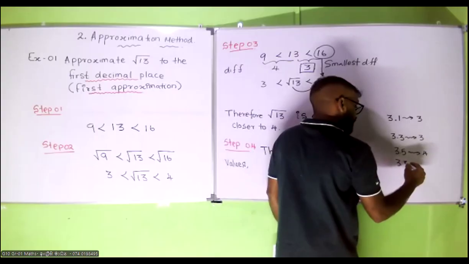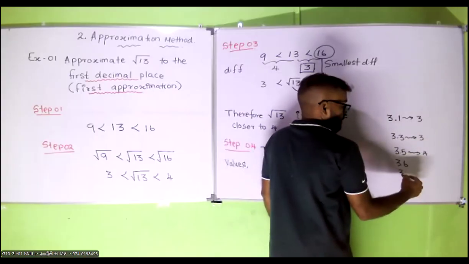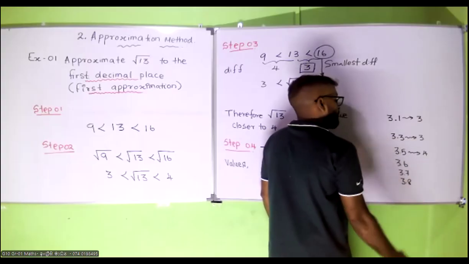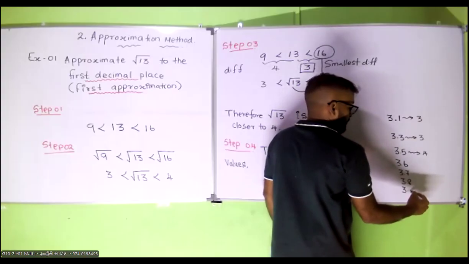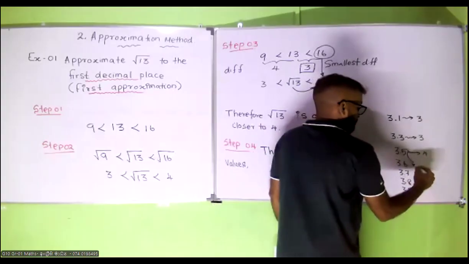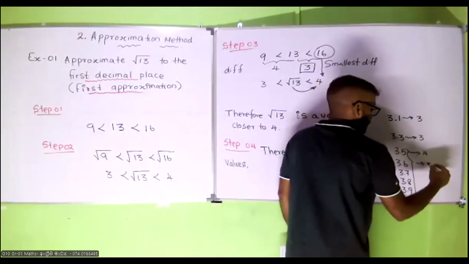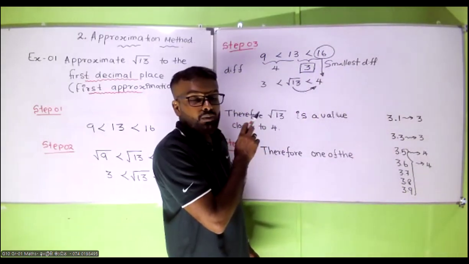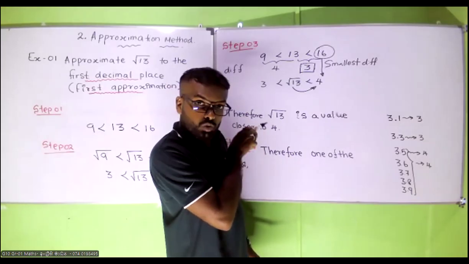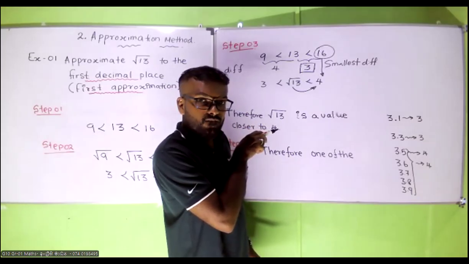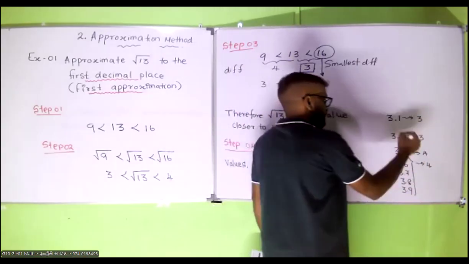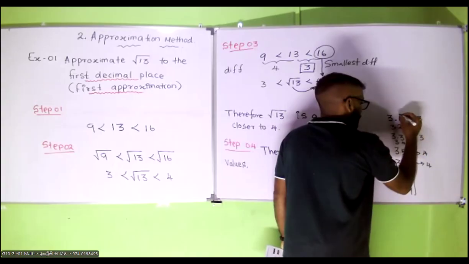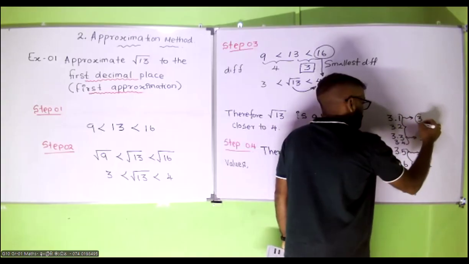3.6, 3.7, 4. Yes. 3.8, 4. 3.9, closer to 4. But 3.1, 3.2, 3.3, 3.4 are closer to 3.